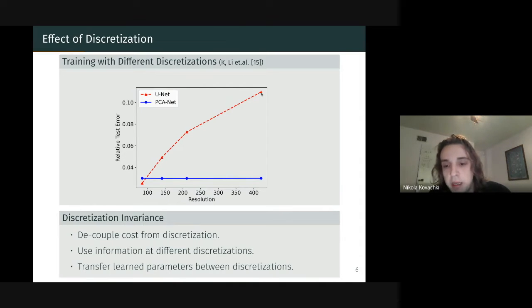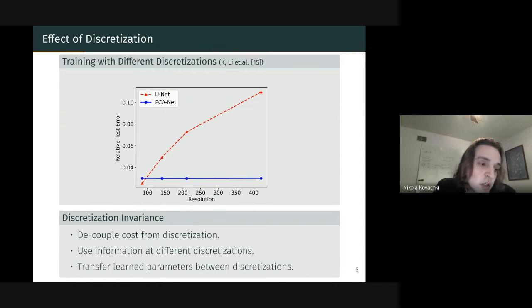On the other hand, if I design some architecture which has no parametric dependence on the resolution of the data, then I get something flat. So independently of how I've discretized my data, I get the same exact error. Okay, and this is useful because it means you can decouple how you design the architecture from the particulars of the discretization. Okay, it also means that you can use information at different discretizations.